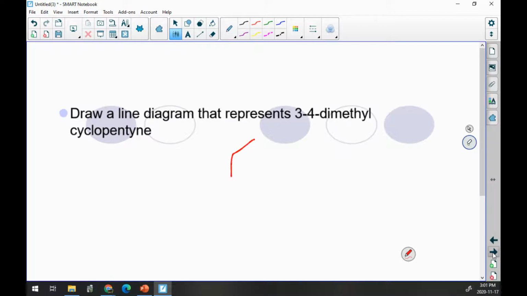Cyclopentane, little house, I'm terrible at it. Dimethylpentyne, so pentyne, I need a triple bond. 1, 2, 3, 4. So off of this guy, I'm going to have a leg, and I'm going to have a leg off of that guy. Again, does it have to look exactly like that? No. I could have numbered going counterclockwise and get the same thing.